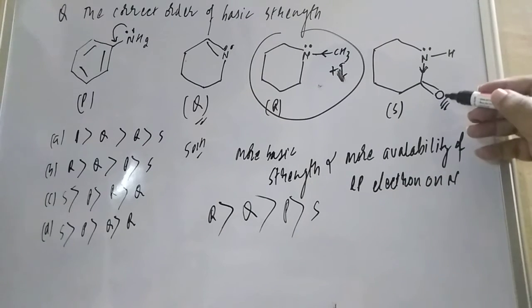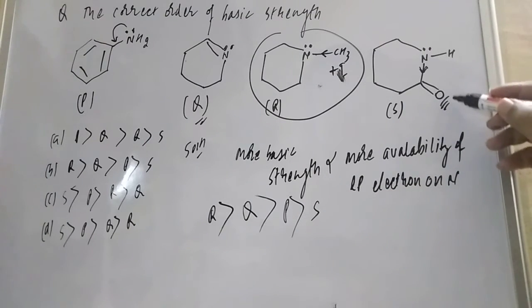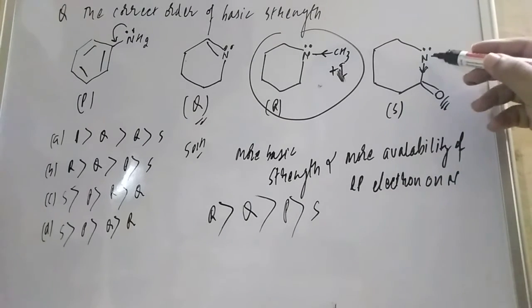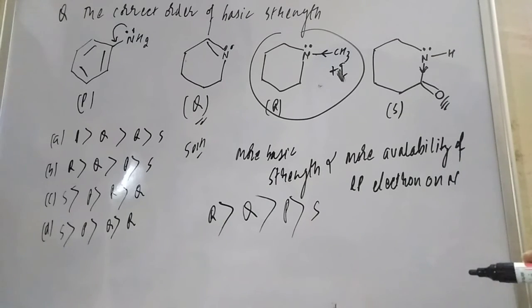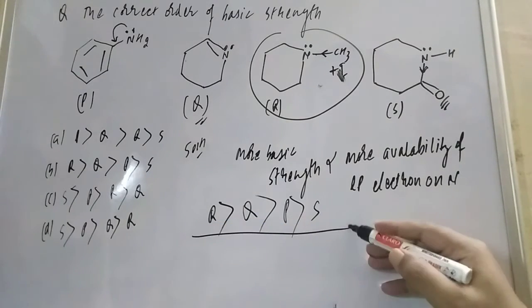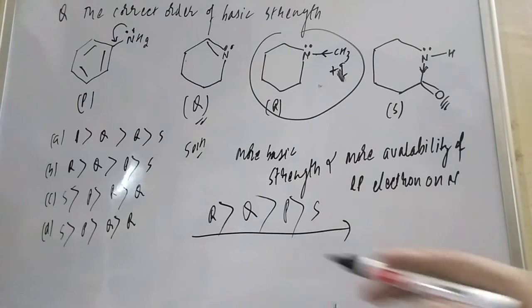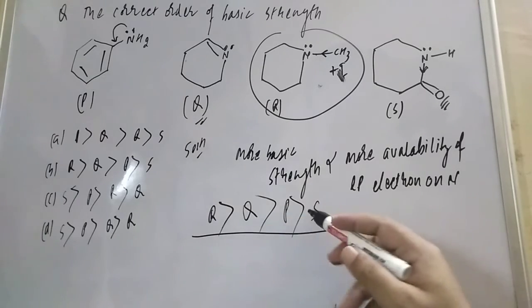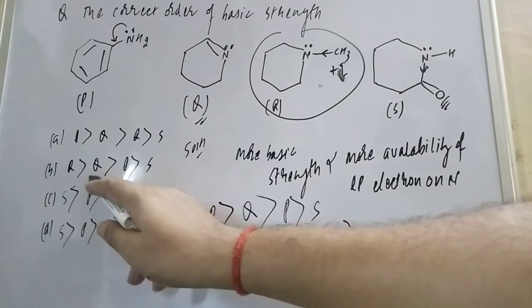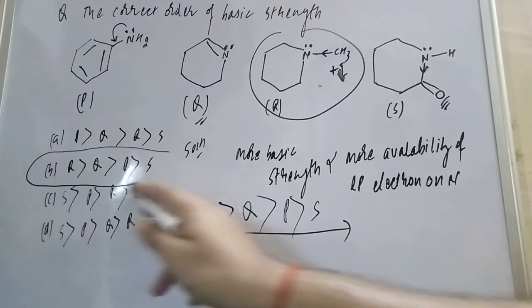Because of the oxygen here, it will withdraw the electron, so the least availability of lone pair electrons will be on s. So that is why this is the order. Now you say which option is matching: RQPS. So option number 2 is correct, student.